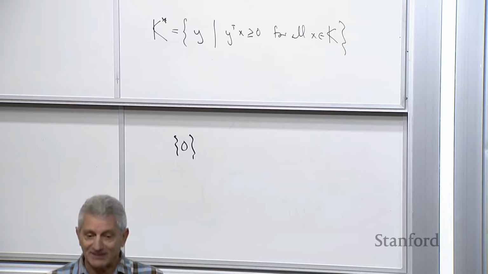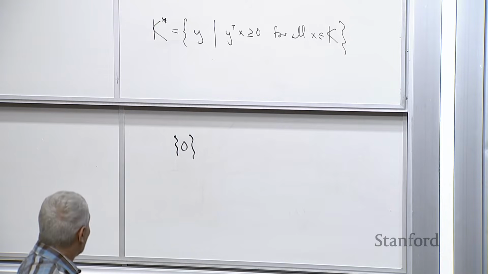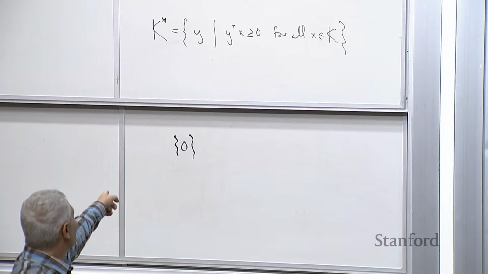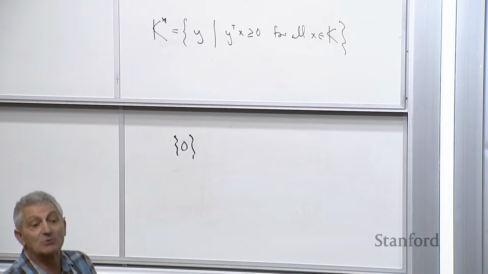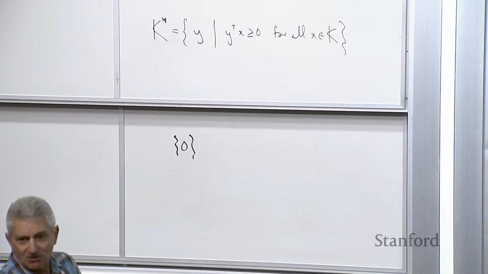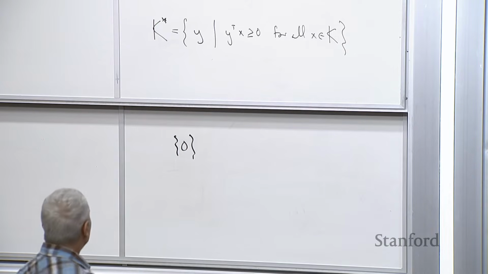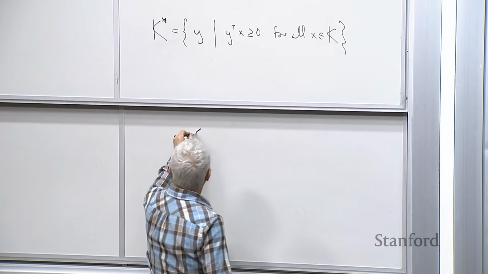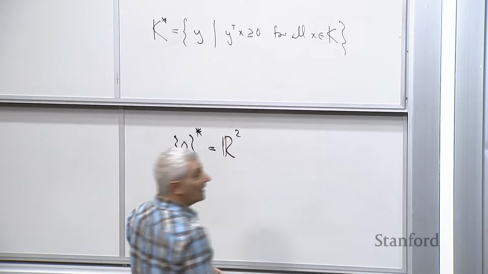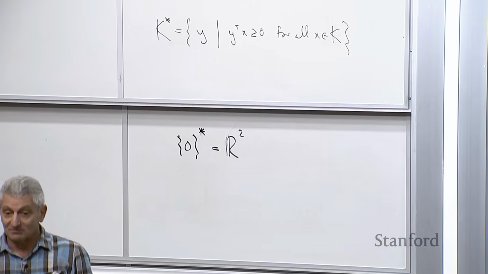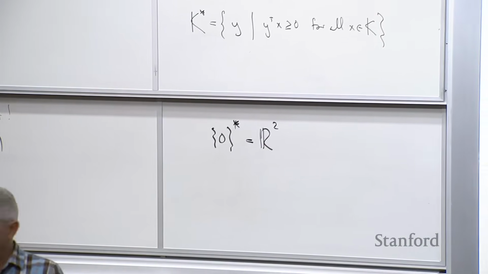So it's actually everything, because it says, what is the set of vectors so that when you take an inner product with a zero vector, you're bigger than or equal to zero? The answer is anything. Okay? So in this case, you would write it this way. This is R2, right? Which is a cone. R2 is a cone. It's silly. It's also a subspace, but it's a cone.